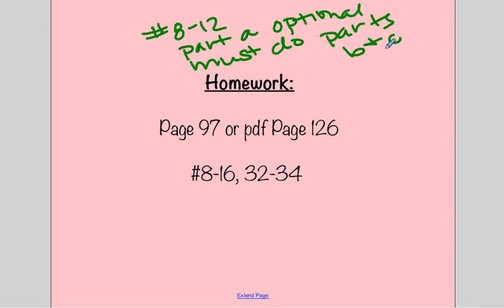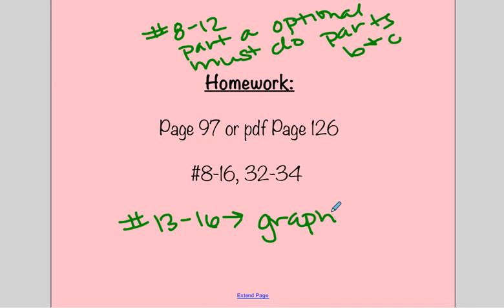Then you have 13, 14, 15, and 16. I would highly recommend graphing numbers 13 through 16. It will make it easier. They're find-the-area ones. If you can find the area and you can just count out side lengths, it'll make it a lot quicker.